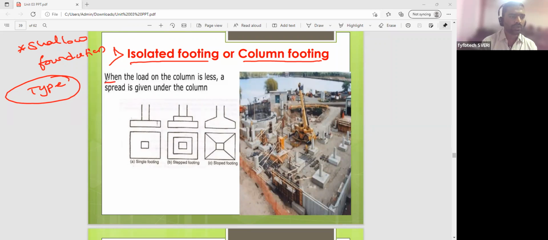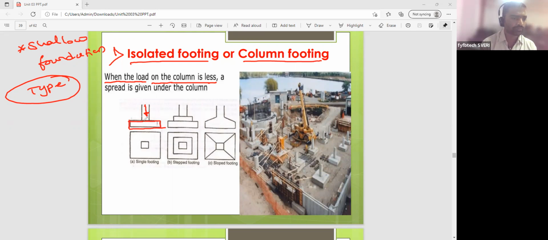So definition: when the load on the column is less, a spread is given under the column. Spread means the column load is coming and this load is very less, so this is called a spread. The spread is given to the column.